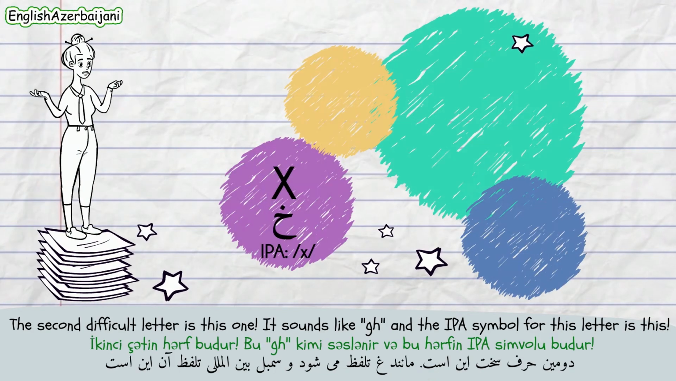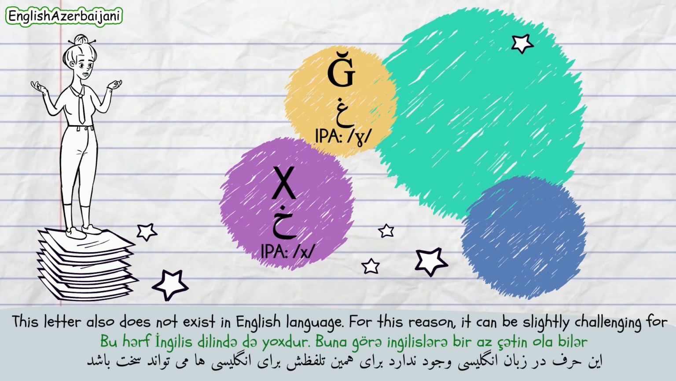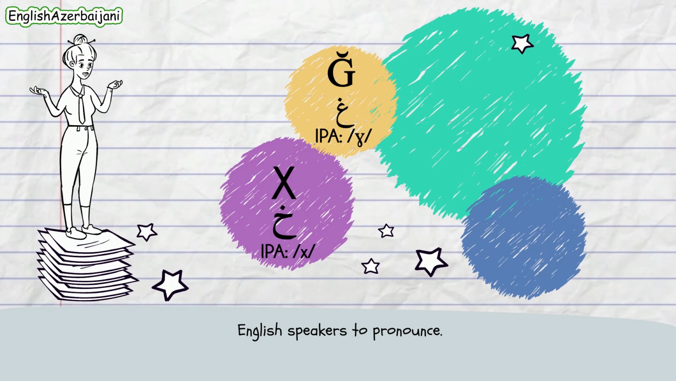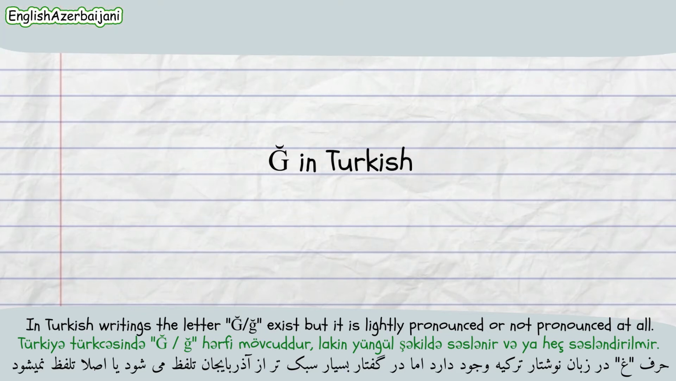The second difficult letter is this one. It sounds like R, and the IPA symbol for this letter is this. This letter also does not exist in English language. For this reason, it can be slightly challenging for our English speakers to pronounce. In Turkish writings, the letter R exists, but it is slightly pronounced or not pronounced at all.